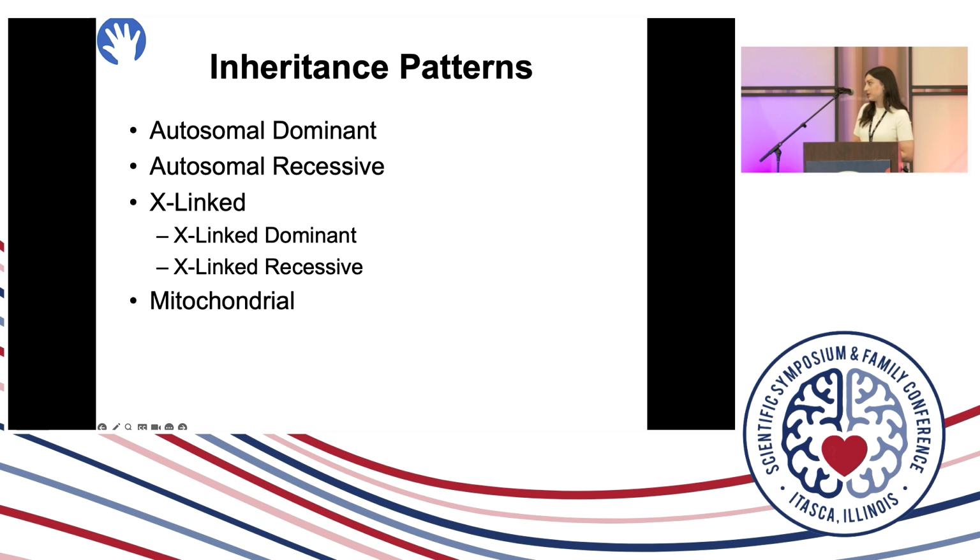The types of inheritance patterns are autosomal dominant, autosomal recessive, X-linked, and then finally mitochondrial, which we'll briefly cover at the end. But one thing to note is that the inheritance patterns are actually named after the chromosomes that those genes are located on. So autosomal means that that gene is located on one of those autosomes. Again, that is chromosomes 1 through 22. And the X-linked are a little more self-explanatory. Those are the genes that are located on the X chromosome.